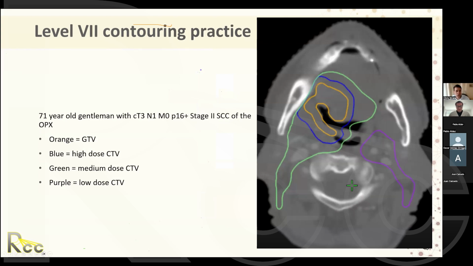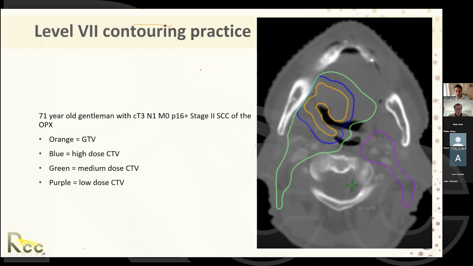So here's a patient of mine. This is an oropharynx primary. He had T3N1 disease. His primary was on the right. You can see the GTV is orange. We have high risk CTV in blue, medium in green, and then low risk and elective is in purple. And so I'm now going to go.